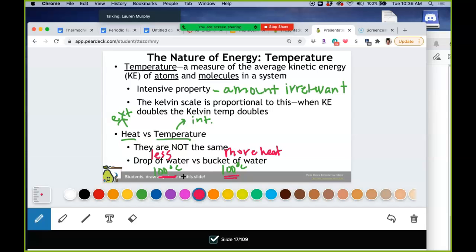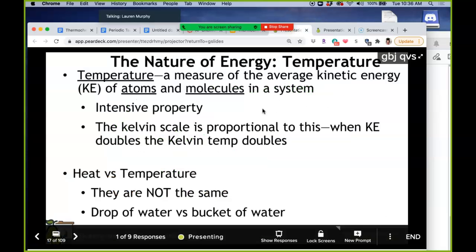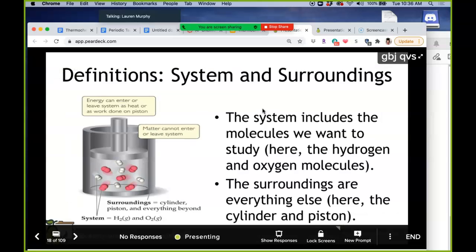Okay, so we've sometimes used them interchangeably. So I'm trying to bust this myth that they mean the same thing. They really, really don't. You can have things at the same temperature but have totally different heat content.